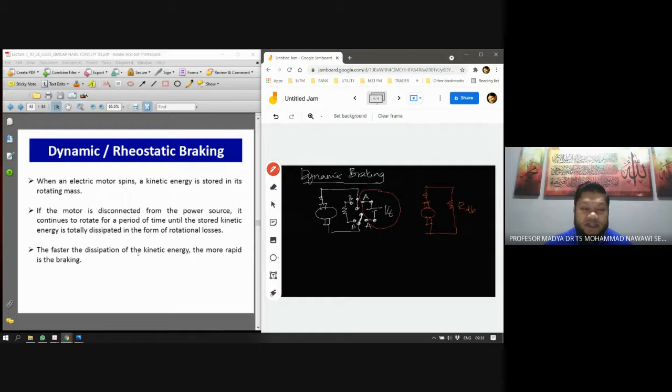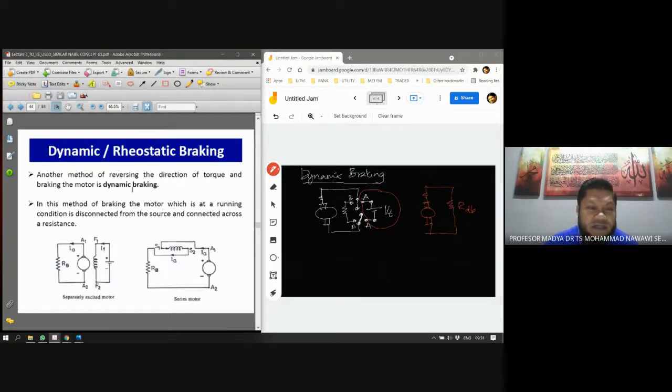So the faster the dissipation of the kinetic energy, the more rapid the braking. So it depends on the size of the resistor here. Right? So if you place a smaller resistor, then you can have more energy being dissipated. Good. Okay. Another method of reversal is dynamic braking. In this method of braking, the motor which is running is disconnected straight from the source and connected across a resistance. Okay, so that's what happens here.